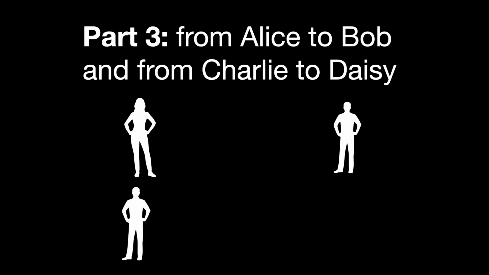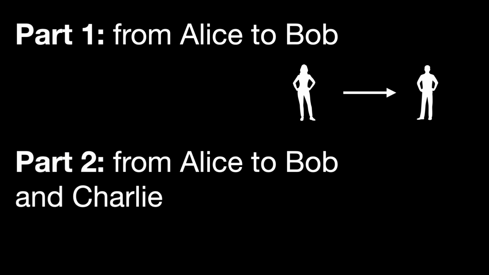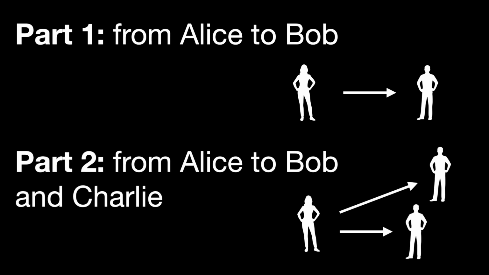In this third and final video of this series on the Cardano CLI, we're going to learn how to make a transfer from Alice to Bob and from Charlie to Daisy in the same transaction. In case you haven't watched the previous two videos, then you might want to do that first before following along with this video.